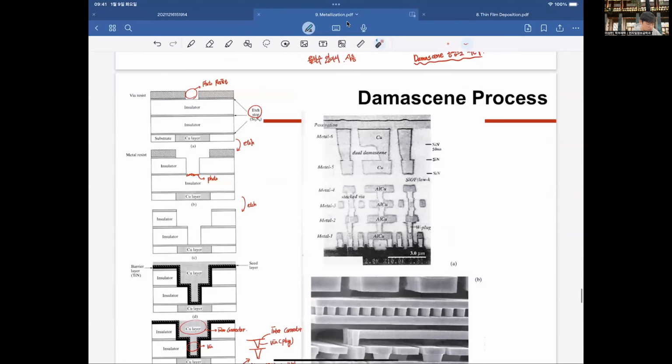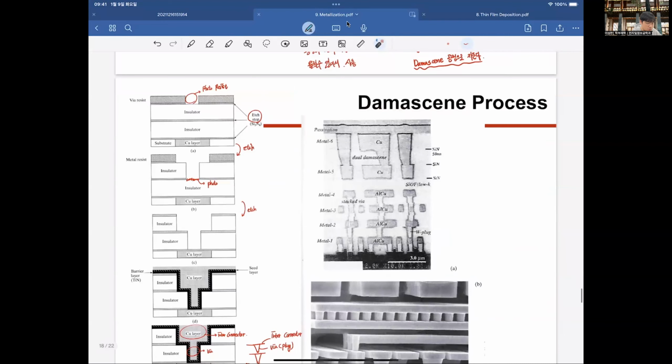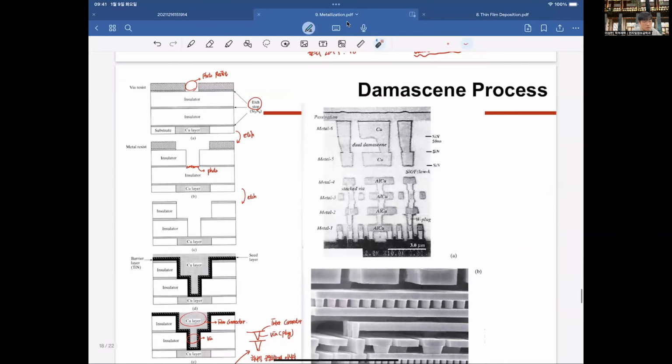And in the electroplating, there's the damascene process. Why do we use this damascene process? Because the metal we use is copper. But copper is unsuitable for dry etching. So we use this damascene process.